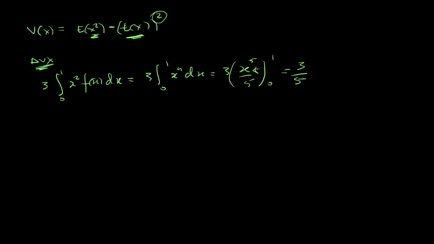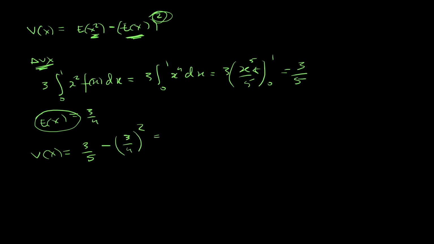Now, in order to find the variance, remember that the expected value that we found was 3/4, and you are asked to use this value, but squared. So what you do to find the variance is as follows. The first number that we found, 3/5, minus the second member, which is 3/4, squared. 3 squared is 9, so 9/16. So this is 3/5 minus 9/16.